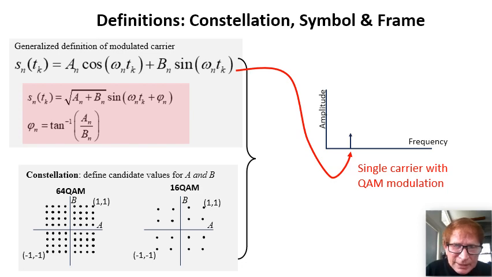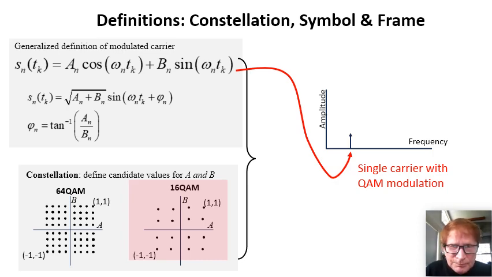The A and B values at discrete time, t sub k, are selected from a predefined grid pattern at the transmitter. We show an 8x8 grid pattern on the left and a 4x4 grid pattern on the right. These are designated as 64 QAM and 16 QAM, respectively. We will choose to fix the corners of the grid pattern at plus or minus 1 for our developments.